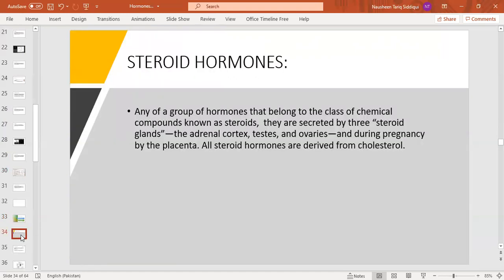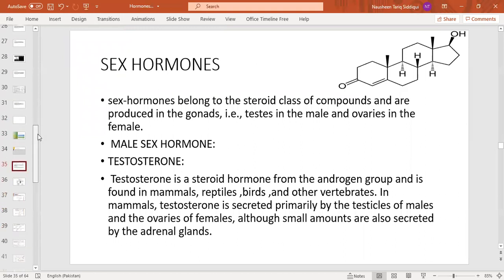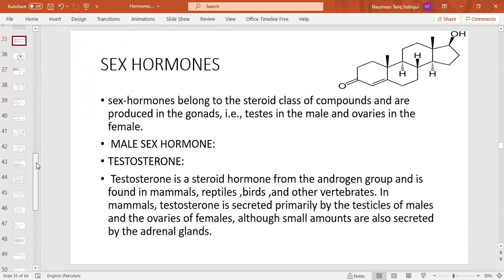Okay, steroidal hormones की अगर हम बात करें तो any of a group of hormones that belongs to the class of chemical compounds known as steroids. They are secreted by 3 steroidal glands, which are the adrenal cortex, testes, and ovaries, and during pregnancy by the placenta. All steroid hormones are derived from cholesterol. We'll start from sex hormones.